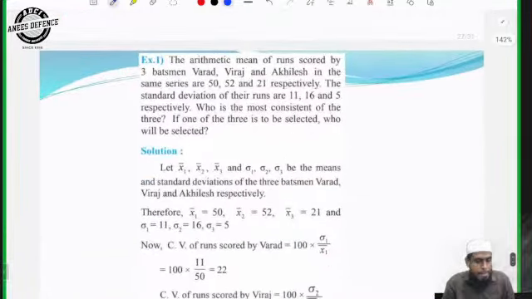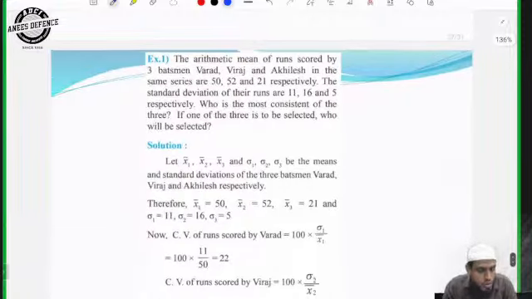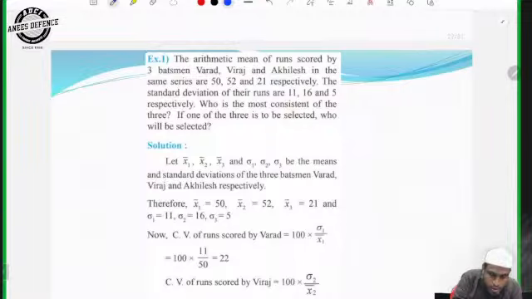Here you can see the arithmetic mean of runs scored by three batsmen Varad, Viraj and Akhilesh in the same series are 50, 52, 21 respectively. The standard deviation of their runs are 11, 16, 5 respectively. Who is the most consistent person here? Whether it is Varad, Viraj or Akhilesh. What we will do? We will calculate the coefficient of variation. What is coefficient of variation? 100 into sigma 1 by x1.